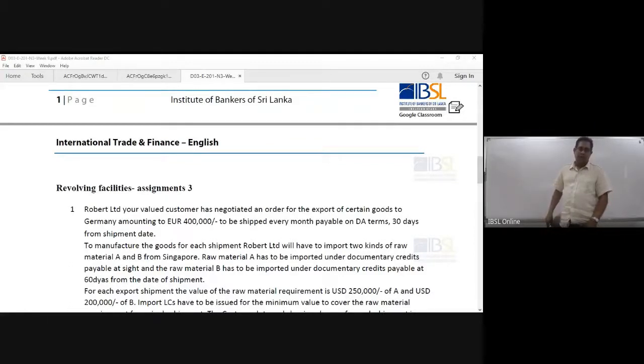Now, what we are discussing here is, before the payment is received or has to be paid, the customer has to have a limit in place. Otherwise, you can't just transact business with the customer.